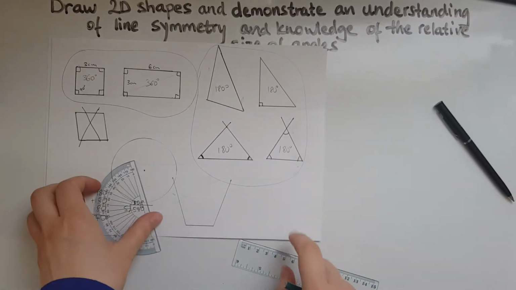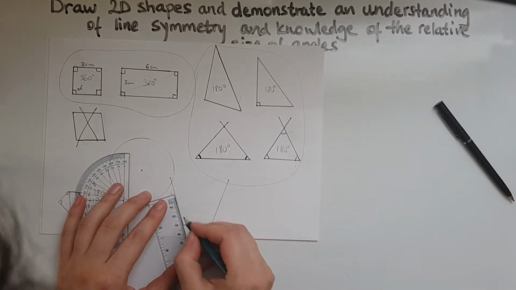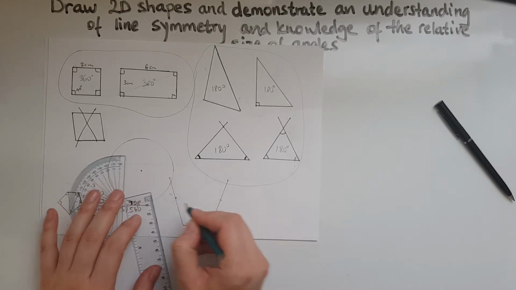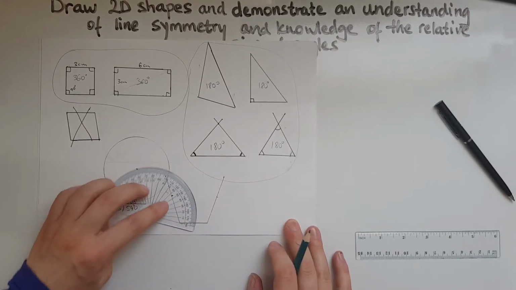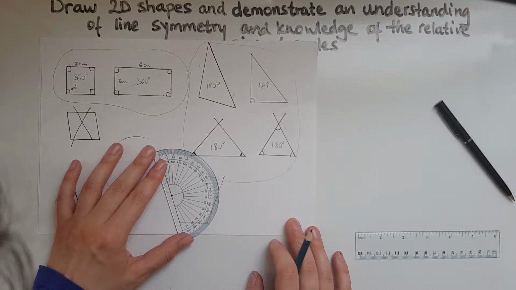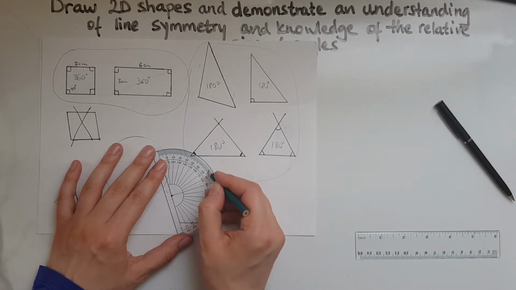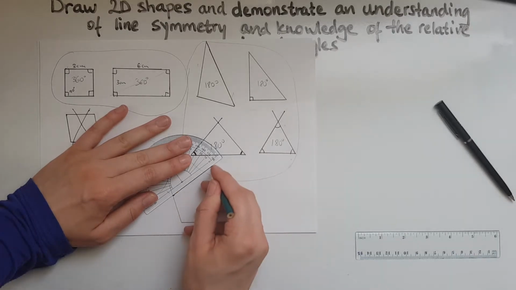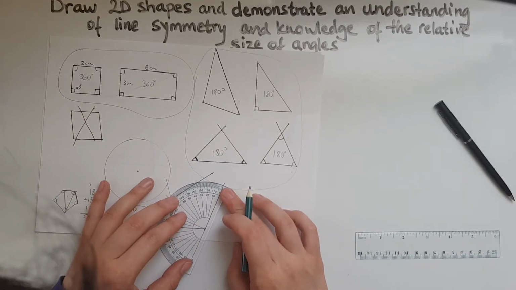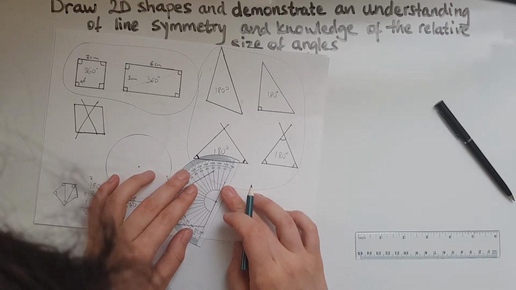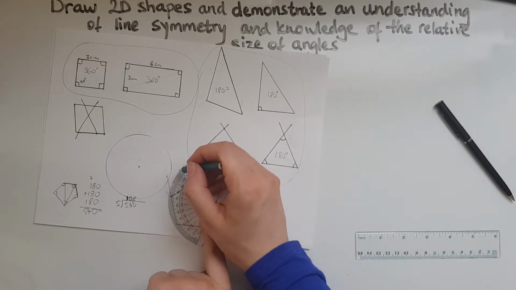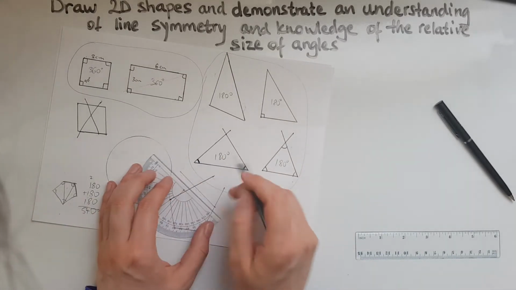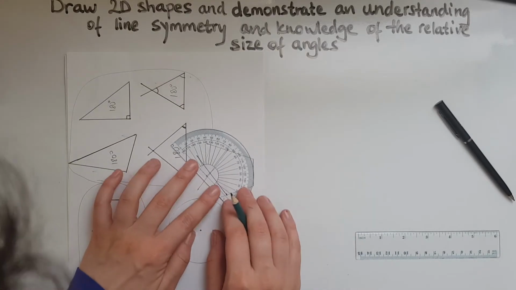So I've got that already. Now I'll need to measure the sides, 3 centimeters as well. So now I need to measure the next angle here, which needs to be 108 again. So we start from 0, 108. So connect these two, and there we have them. And there we go, we do the same over here, 108. So we go to 108 there. Now this must be 108 as well, so I'll double check.